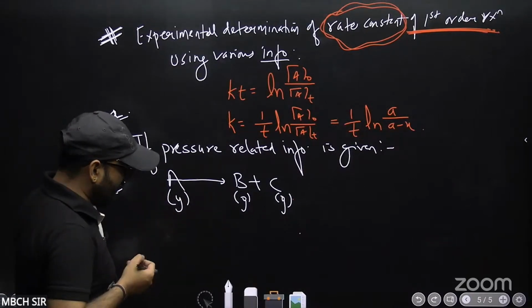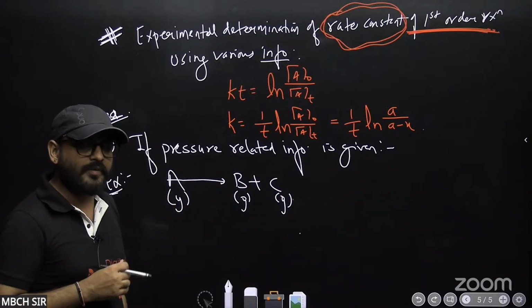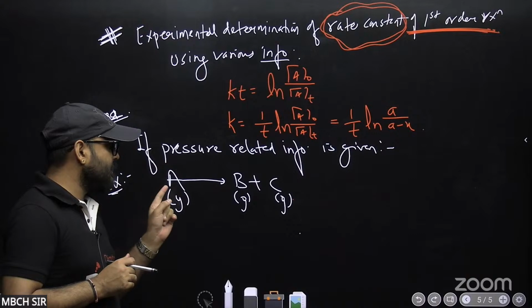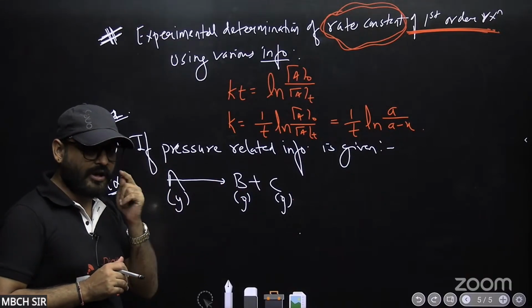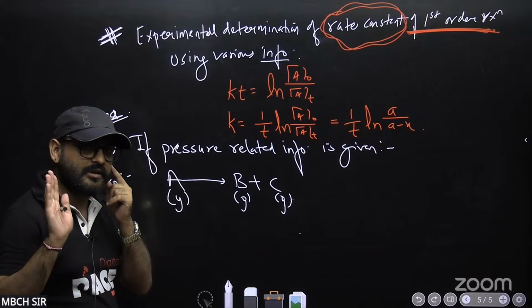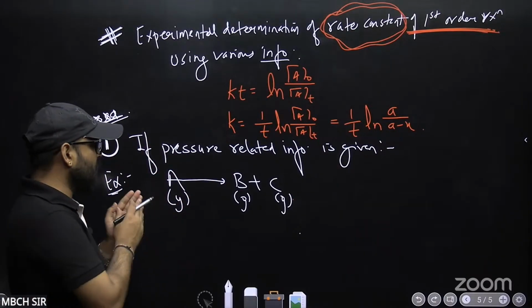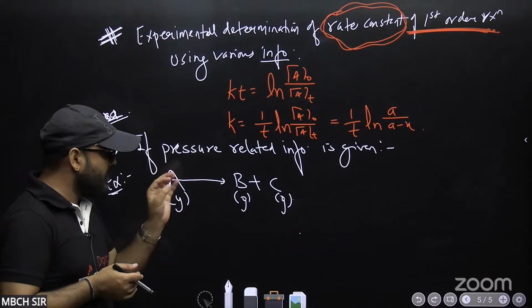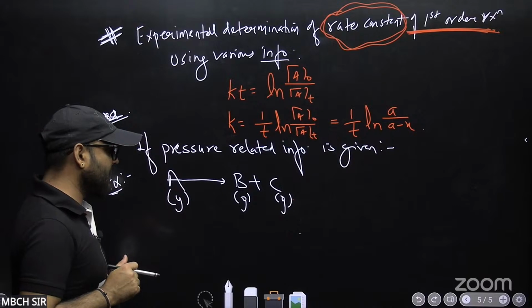And what else they can do? They can put some stoichiometric coefficients. We will take care of that. They can do two things. Instead of gaseous, they can put some solid or liquid, then you won't consider its pressure. And they can put some stoichiometric coefficient. Right now I have taken a very simple reaction, 1 1 1 stoichiometric coefficient. They can put some stoichiometric coefficient as well. You will have to take care of that as well.